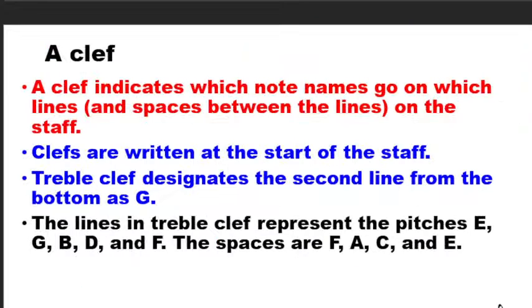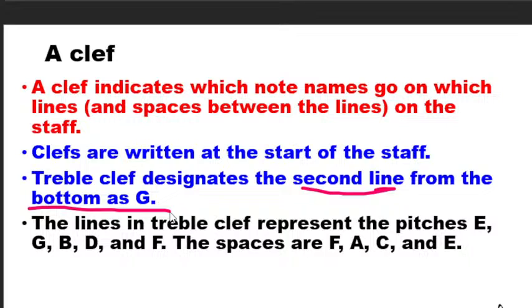Then a clef indicates which note names go on which line or space. The clef is written at the start and the beginning of the staff, either treble clef or bass clef. Now something else to know. The treble clef designates the second line. We are talking about the second line from the bottom, and that's the G.